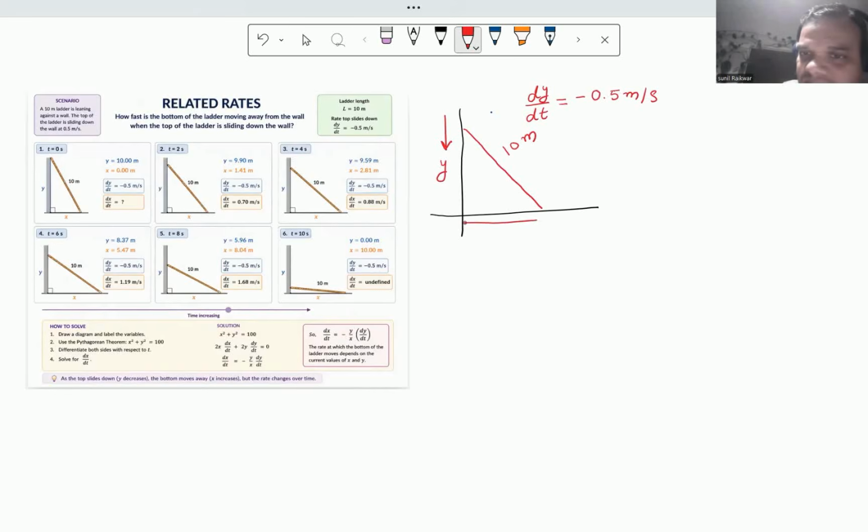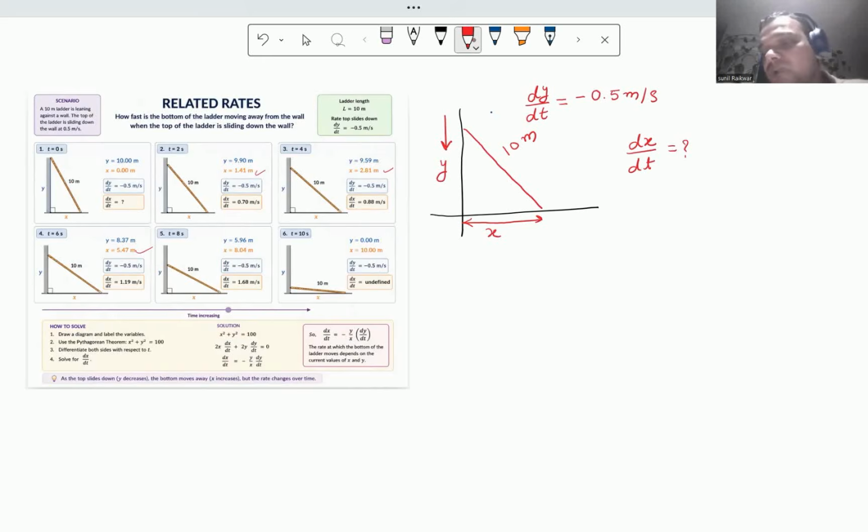Our task is to find how fast x is increasing. So we are going to find dx over dt for a given value of x. Here you can see we have different values: x is 1.41, x is 2.81, x is 5.47. You can take any value. So what is the approach to solve this kind of problem?